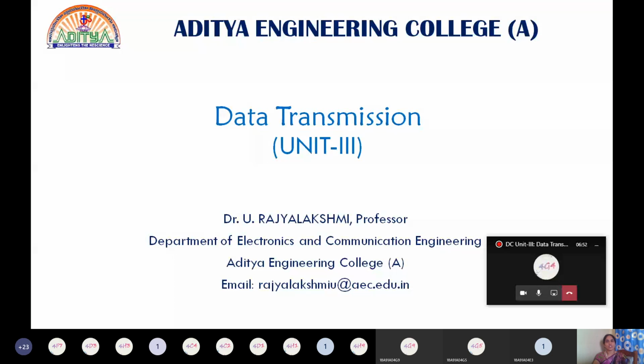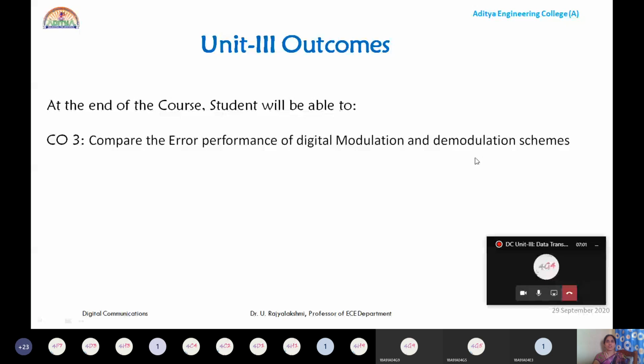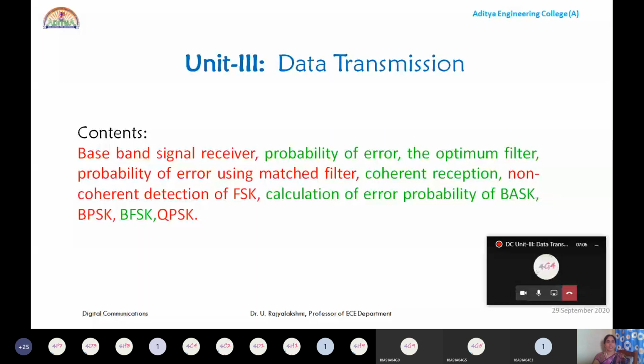Now let us focus on the receiver section. In this chapter we will discuss the error performance of the digital modulation and demodulation schemes. We have already seen these contents in the last class: the baseband signal receiver, and we'll calculate the probability of error. How will the probability of error be if you use a general baseband signal receiver, and how will it be if we use an optimum filter? And how does it affect our signal if we use a matched filter instead of a general baseband signal receiver?